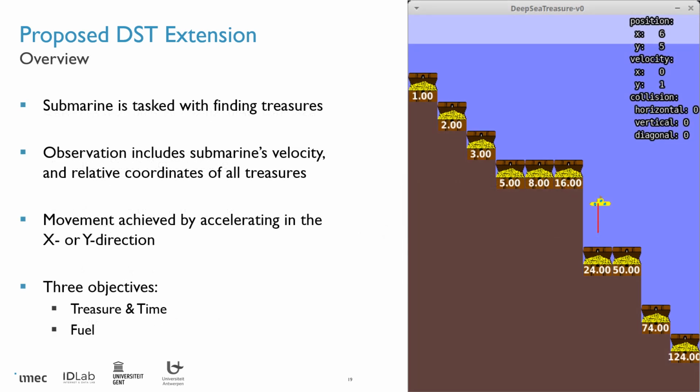Based on these features, we came up with this benchmark. Similar to the original deep sea treasure problem, the submarine is tasked with finding treasure. The submarine's observation consists of the submarine's velocity and the relative coordinates of all treasures. The submarine can move around by accelerating in the x and y direction. Finally, the submarine is tasked with optimizing 3 objectives: the treasure and time objective, similar to the original problem, and the fuel objective, which is determined based on the submarine's current acceleration.